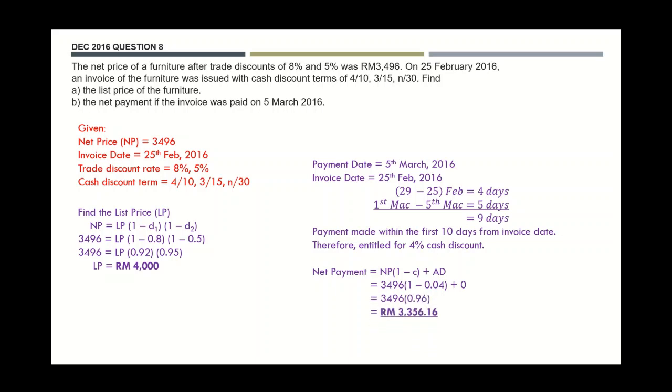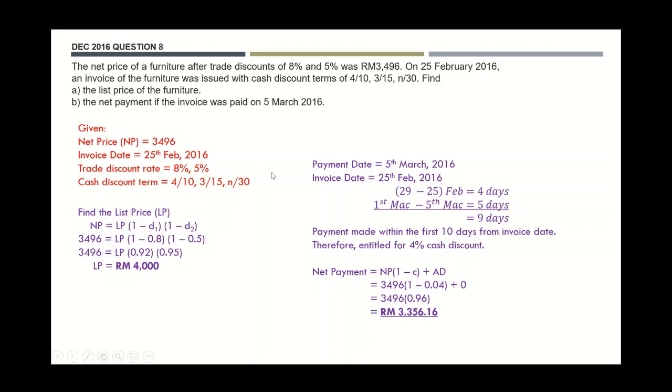So calculating this information, you get that the net payment is 3,356 ringgit and 16 cents. Okay, so that is the solution for the second part of the question, to find the net payment.